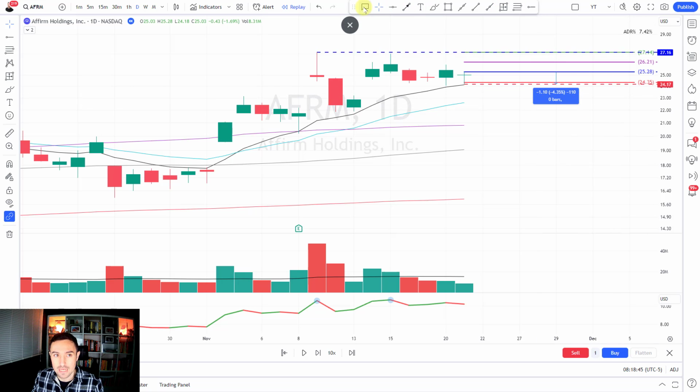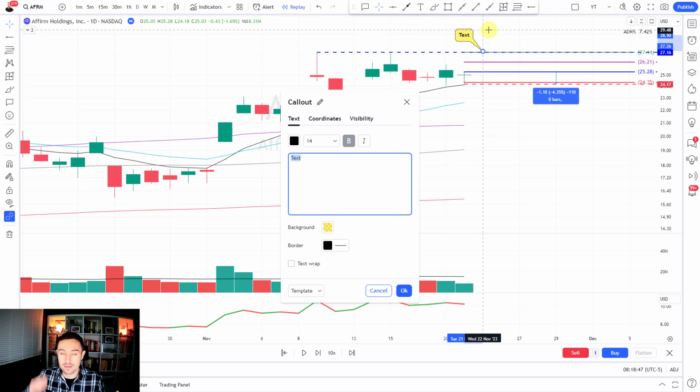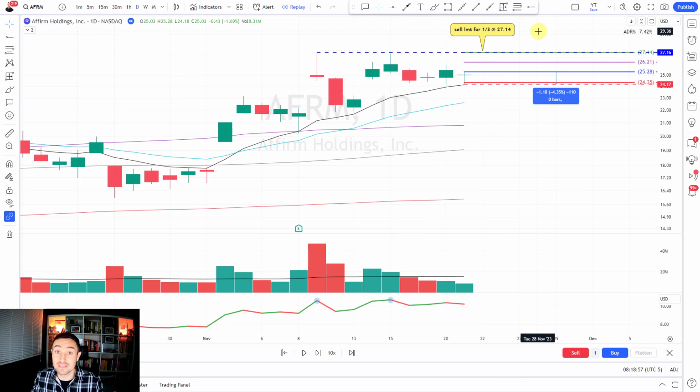But what I could do is then put in a sell limit order into that local high. So I'm going to go sell limit order for 1/3 at 27.14, like this. So this is then going to be the free rolling part.